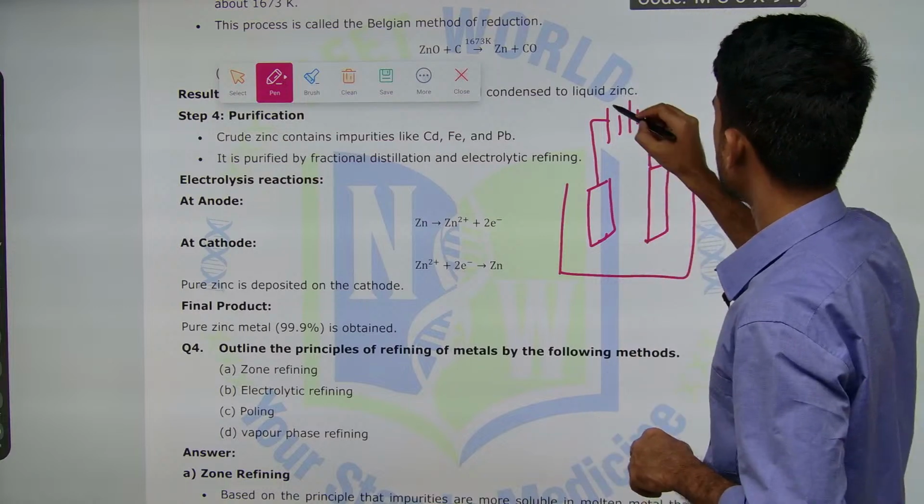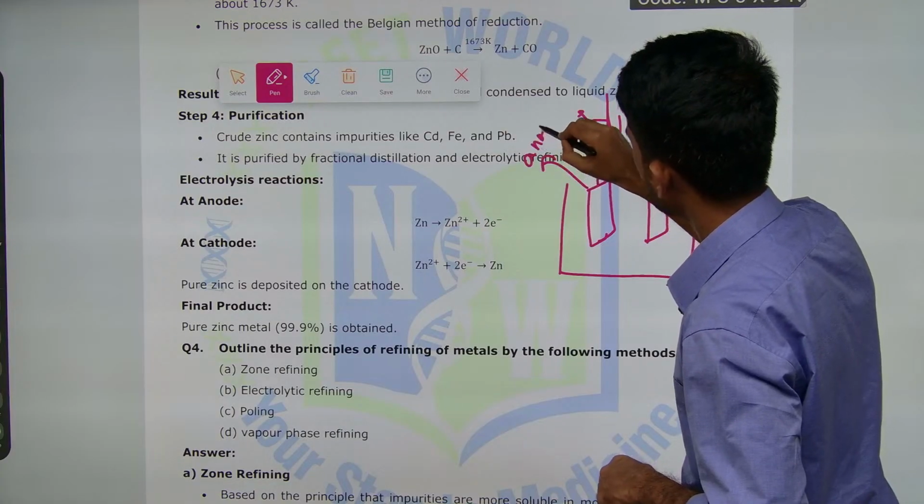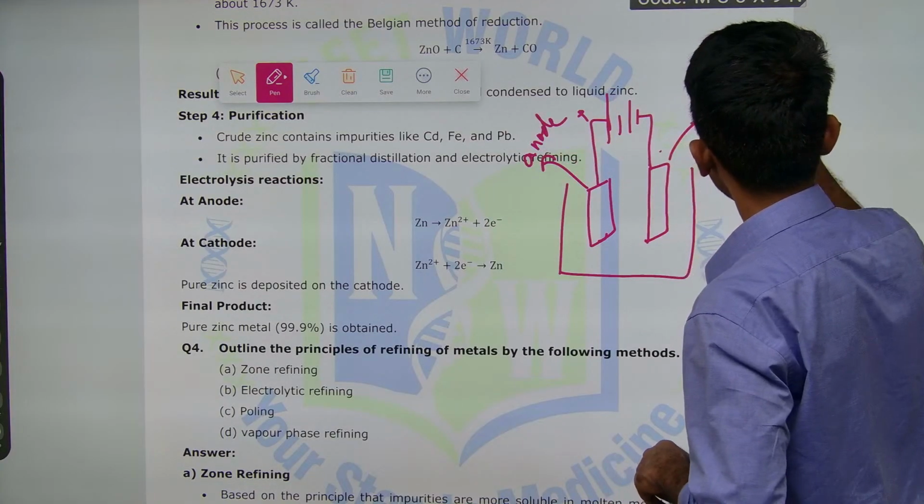Okay, like this I am taking. This is the positive sign, you can say. This is the anode, and this side is the cathode. Okay, you take it like this.